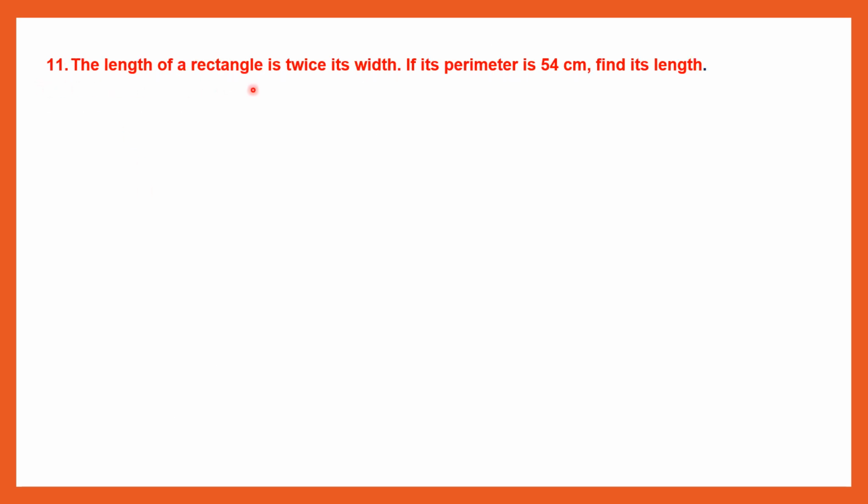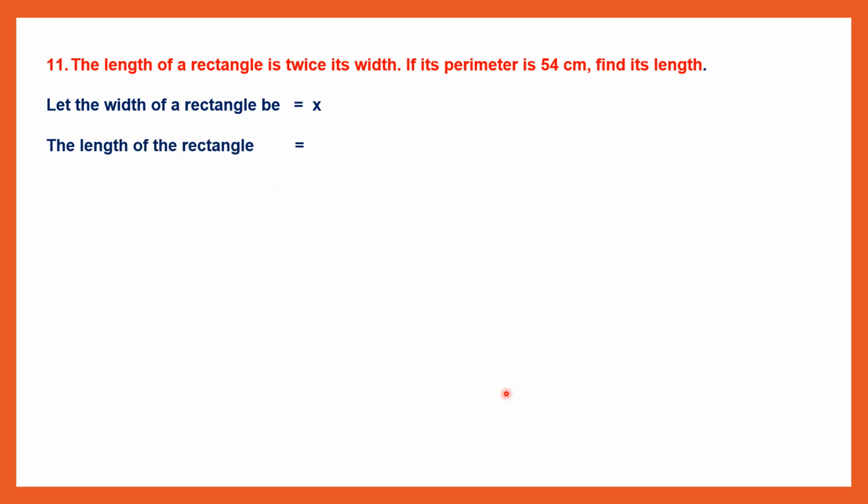Question 11. The length of a rectangle is twice its width. If the perimeter is 54 centimeters, find its length. So we are told that the length of a rectangle is twice its width. We don't know what the width is, so let the width of the rectangle be x.